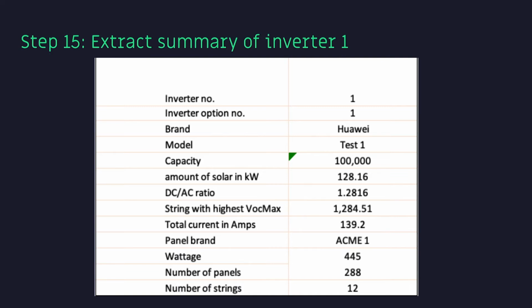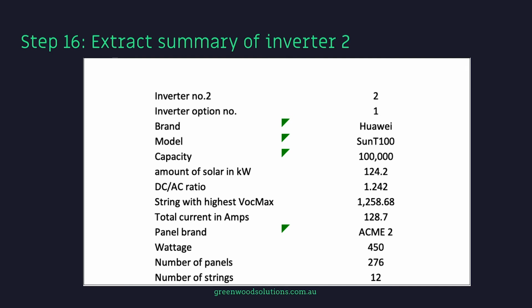And we can see here, it's a Huawei model test 1, capacity of 100,000 watts or 100 kilowatts, amount of solar in kilowatts, DC-AC ratio, string with the highest VOC max, we're all the same, so that's going to be applicable to all of them. The total current in amps, panel brand, and the wattage.